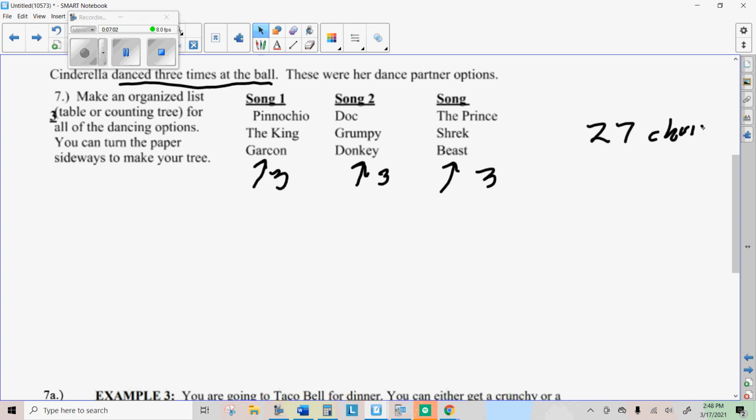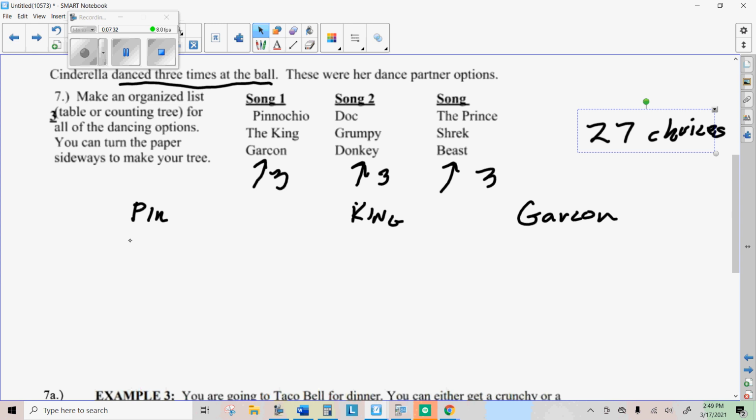So now when you make the tree, you can see exactly what those individual choices are. Since I have more room horizontally, I'm going to put Pinocchio here. I'm just going to abbreviate that Pin. Then I'll put the King. And then I'll put Gaston. Not sure if I spelled that right.